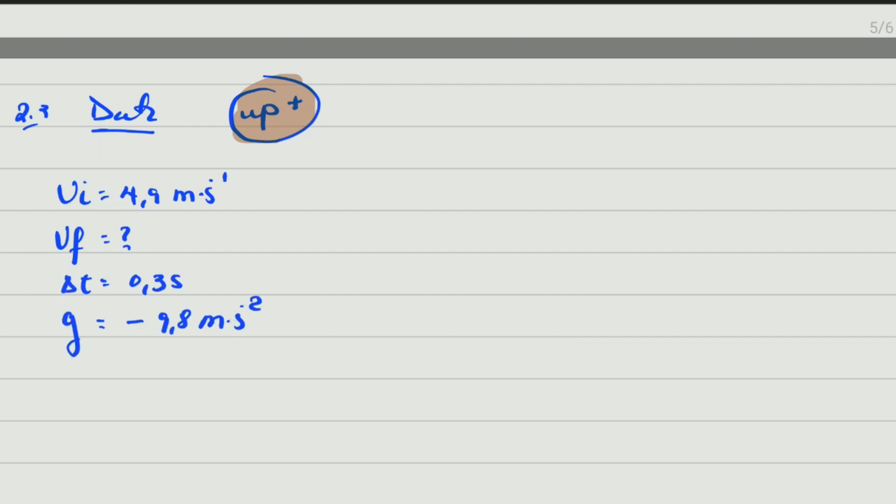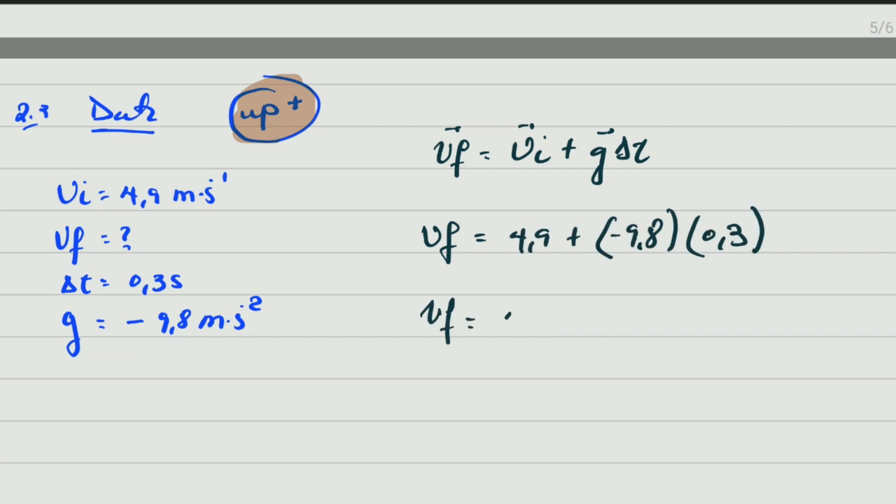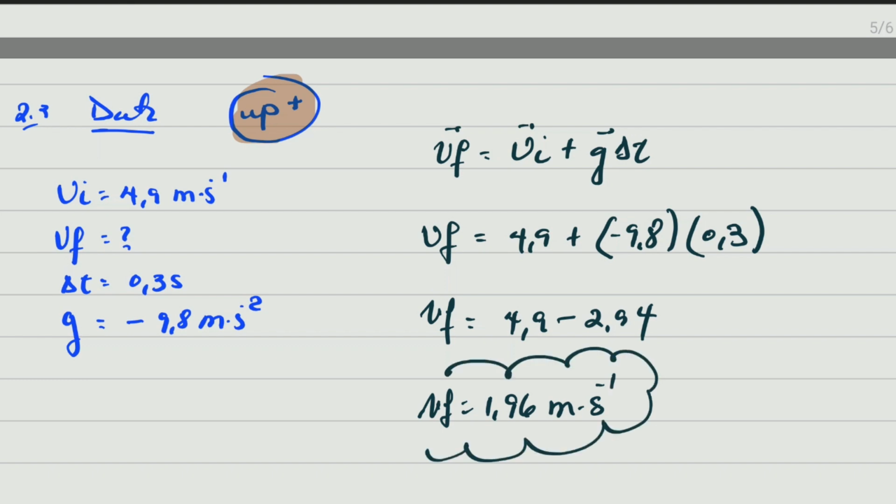So with this data, the best formula to use is the final velocity is equal to initial velocity plus acceleration multiplied by the time. This is the best formula to use here. And this is the answer. They're asking you for the speed, so we don't have to give direction. So this is the answer for that question.